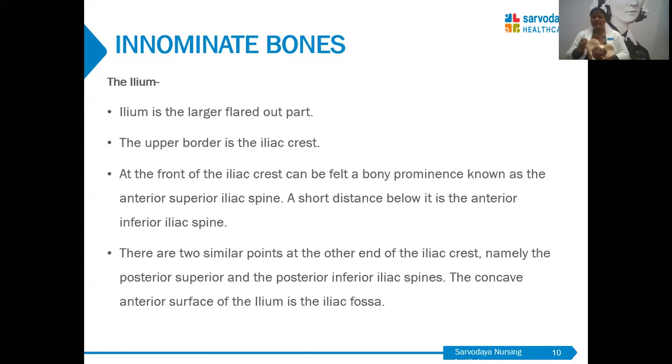The upper border is the iliac crest. At the front of the iliac crest can be felt a bony prominence known as the anterior superior iliac spine. A short distance below it is the anterior inferior iliac spine. This one is the anterior superior iliac spine. This one is the anterior inferior iliac spine. There are 2 similar points at the end of the iliac crest, namely the posterior superior and the posterior inferior iliac spine. The concave anterior surface of the ilium is known as the iliac fossa.